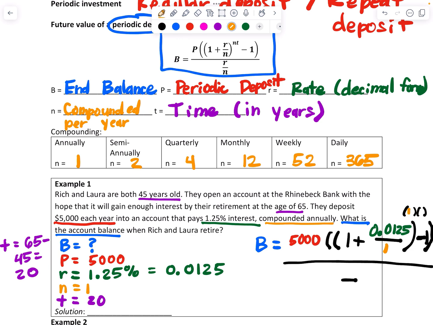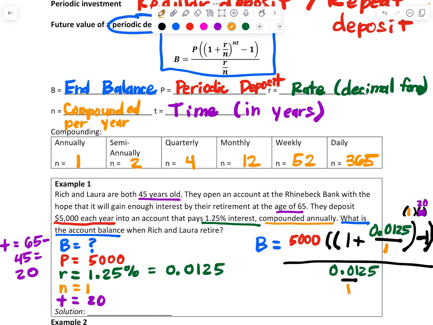So N was 1 and T is 20. So that's 1 times 20. Sorry, that's so hard to read. This is a 20 right there because that was my time. And then in the bottom, it's divided by R, 0.0125 over N again, which is 1.